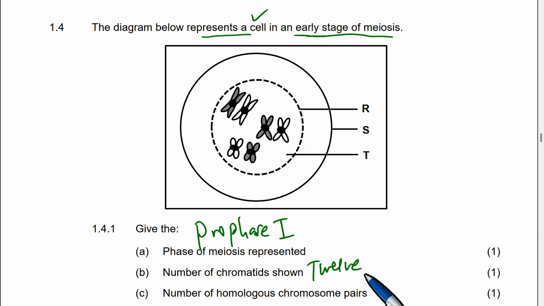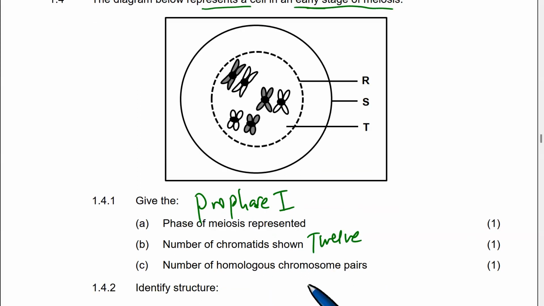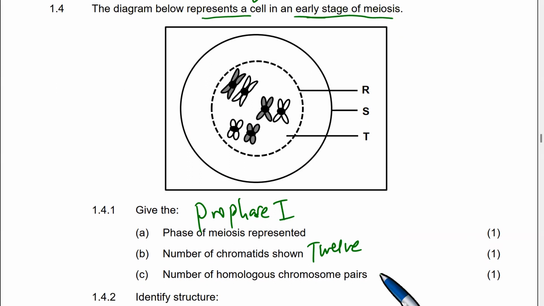Now, the number of homologous chromosome pairs. Obviously the chromosome pairs: 1, 2, 3. If you look at the pairs, it's just 2, 2, 2. So there are 3 pairs. This is a pair, that's a pair, that's another pair. The number of homologous chromosome pairs is 3.